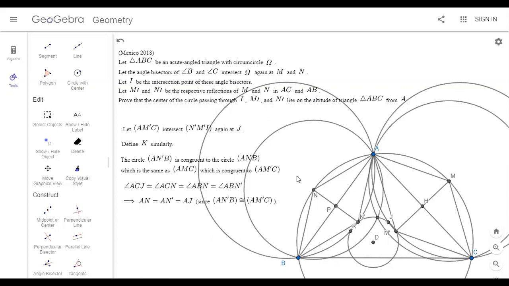So yeah, I agree. IN prime N prime is similar to IBC. I agree with that. Thus MAC. So I guess that same spiral similarity would take B to the midpoint of arc BC, right? Because we know the circumcenter of IBC is the midpoint of arc BC. So thus angle MAC is equal to angle CAM, which is equal to angle CBM, which is equal to angle CBI, which is MN prime I. Okay, so MAC is MJC.